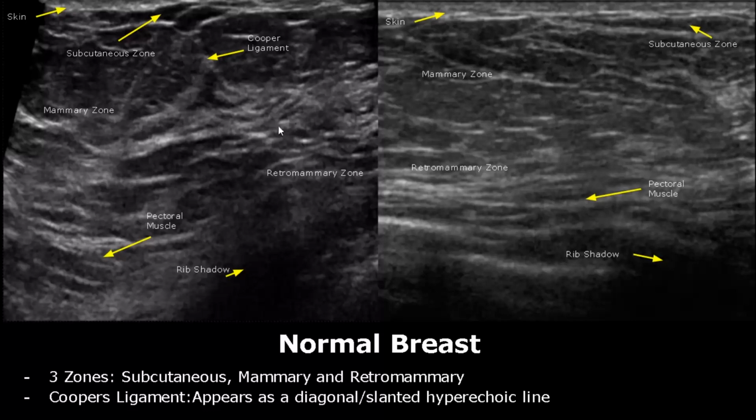These hyperechoic slanted or diagonal lines are Cooper ligaments. This striated structure is the pectoral muscle. The retromammary zone lies between the pectoral muscle and the mammary zone. Usually it appears smaller because it is compressed due to probe pressure. And this shadowing over here is due to the rib.